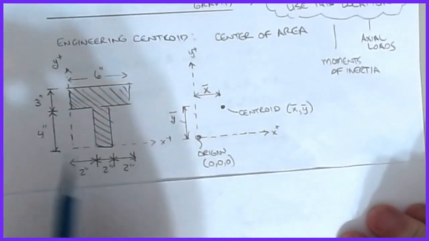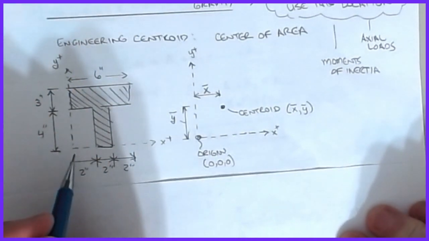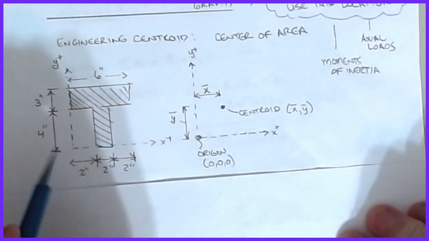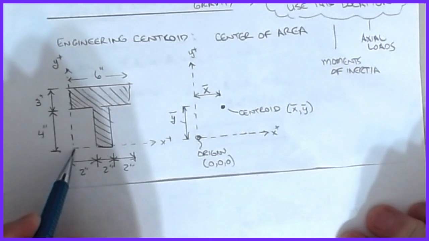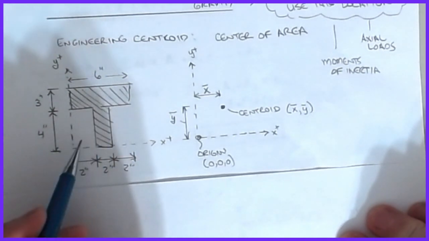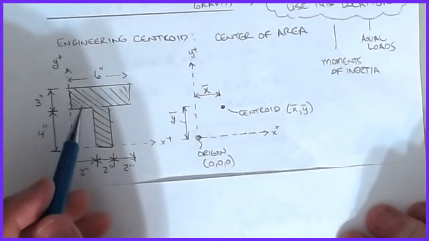All right, so normally when I'm working with section properties, I like to set my coordinate system at the lower left. What that does is that if I define this point as 0, 0, then all of my coordinates to points within the object become positive values. Now, you don't have to.